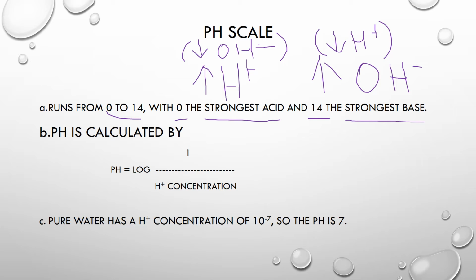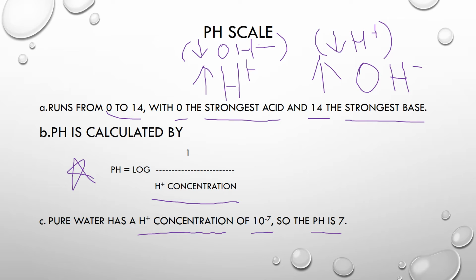So how we determine pH is by this equation here, where pH equals the log of 1 divided by the hydrogen ion concentration in a solution. So water, if it has a hydrogen concentration of 10 to the negative 7, then based on this equation, we get a pH of 7.